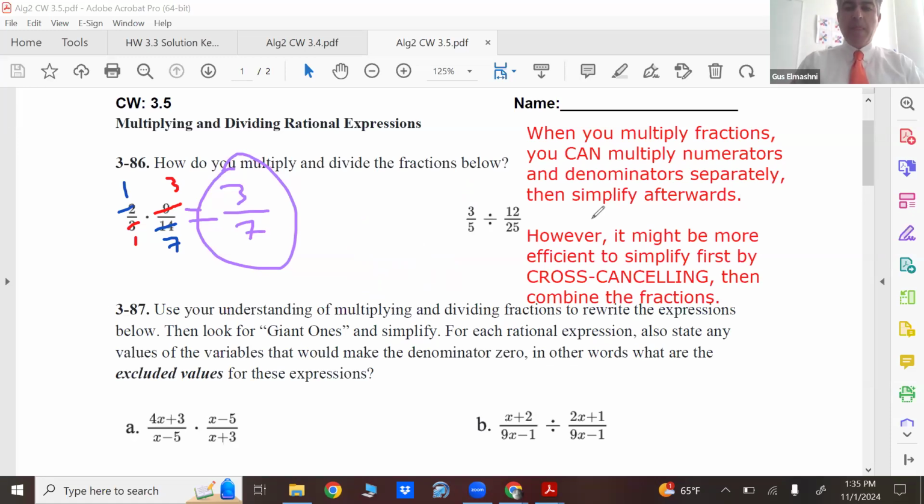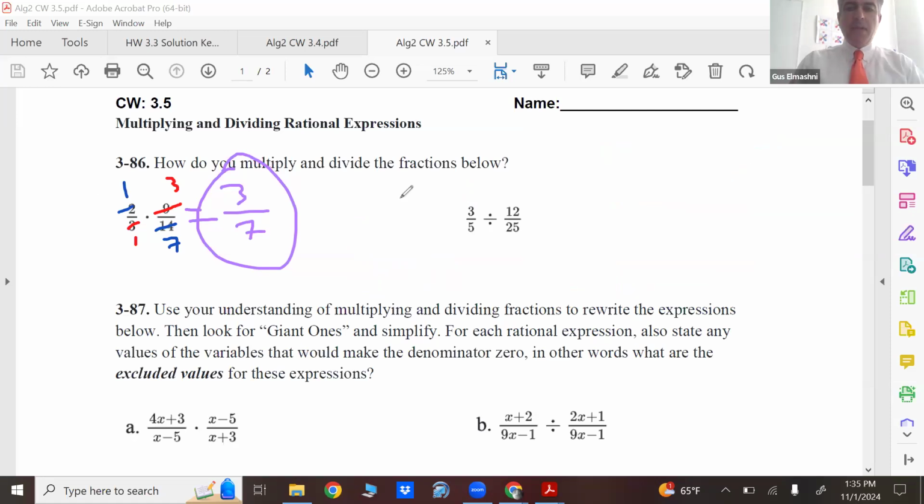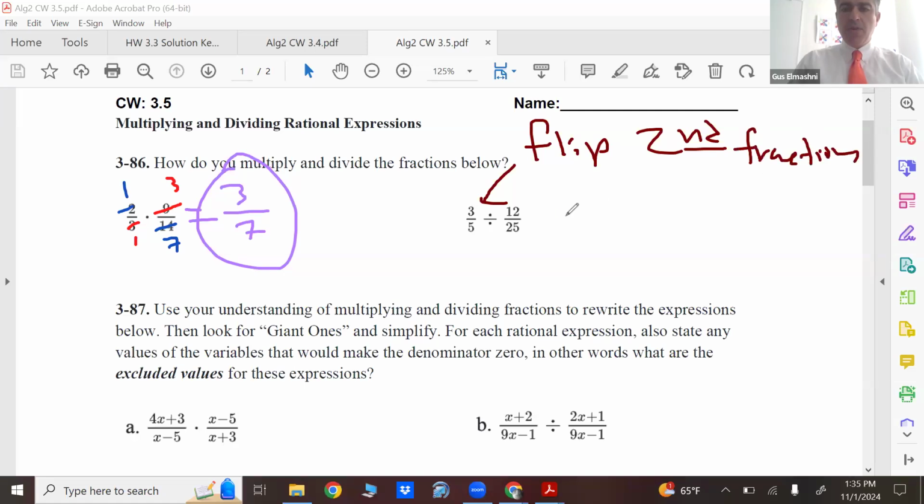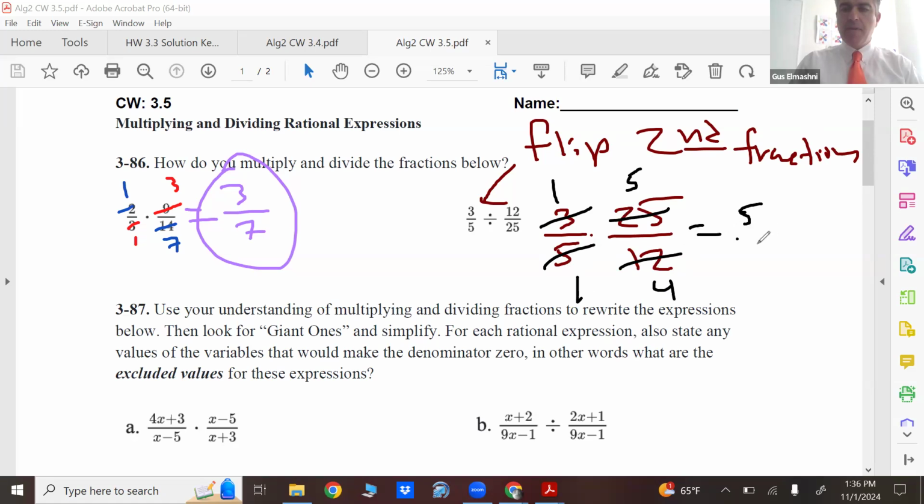Yeah, so for the next one, what you want to do, let me get rid of that, is when you divide, you must flip the second fraction, and then all else is the same. So 3 over 5 times 25 over 12, which is the same thing as saying 3 over 12 times 25 over 5, but you can just cross cancel. That's 1 and 4, 1 and 5. You get 5/4.